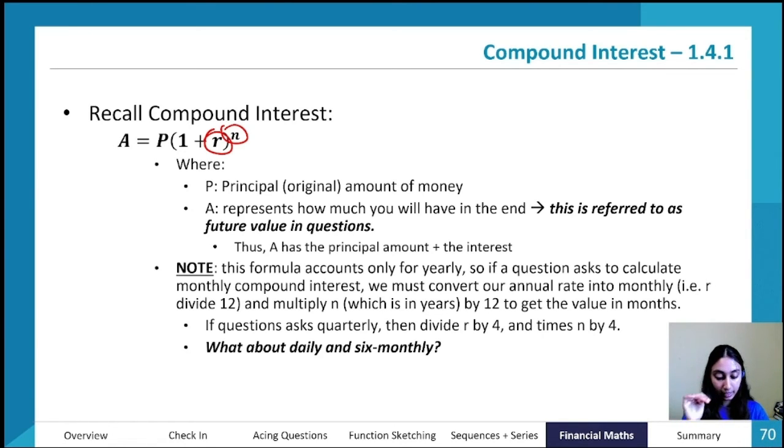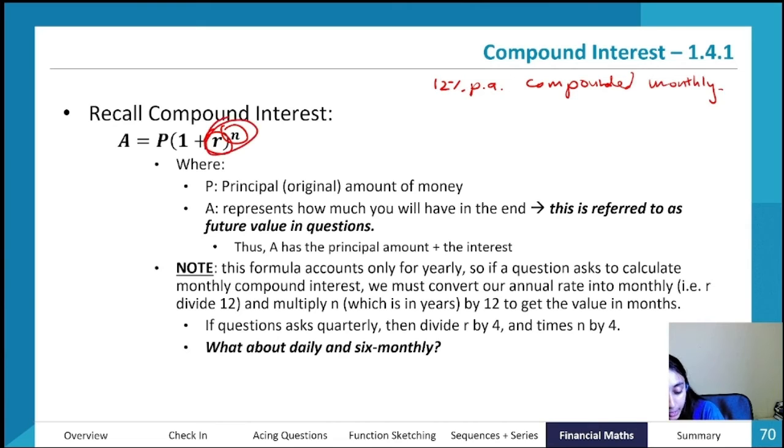So let's say that you've got a question where it's like 6%. Actually, no, let's make it a bit easier. Let's go 12% per annum compounded monthly.